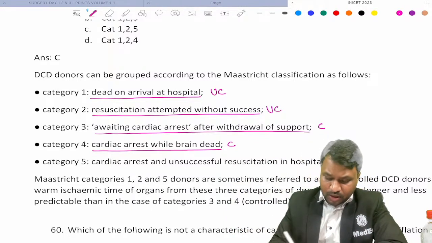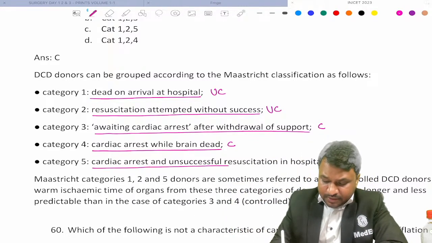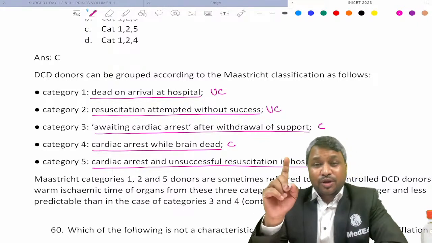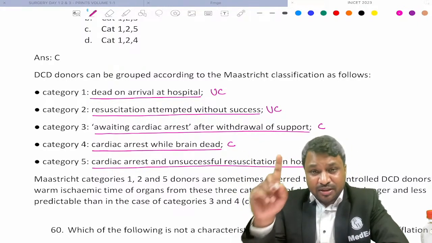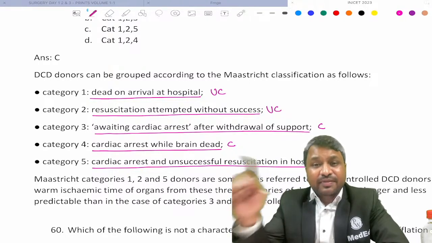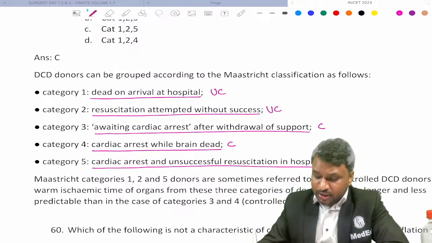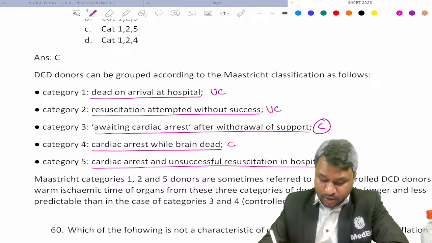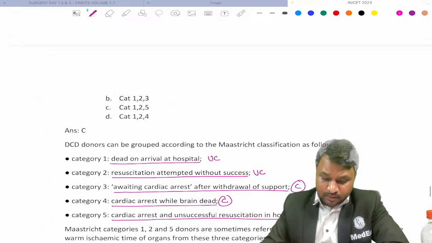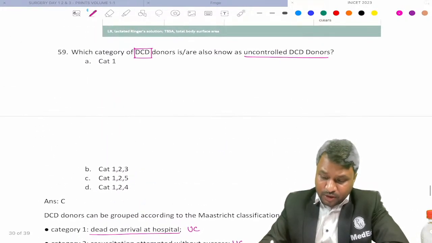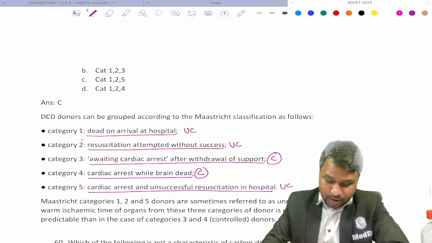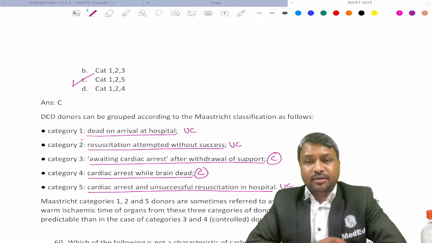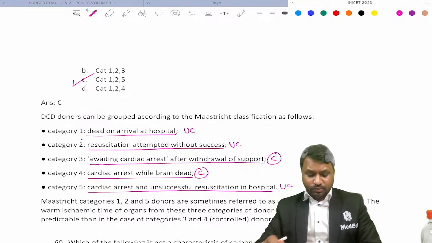It is also controlled. Cardiac arrest and unsuccessful resuscitation in hospital. So we're talking about unsuccessful resuscitation. Again, resuscitation is done with the intent of saving the patient, right? So here you could not, it is uncontrolled. So controlled donors are your category 3, category 4. So here, what is the question? Which of the following is uncontrolled? 1 to 5 is going to be uncontrolled. C for Calcutta.